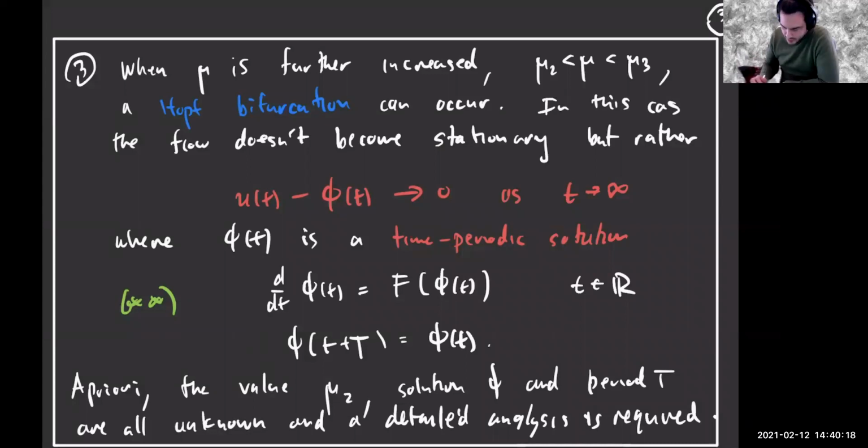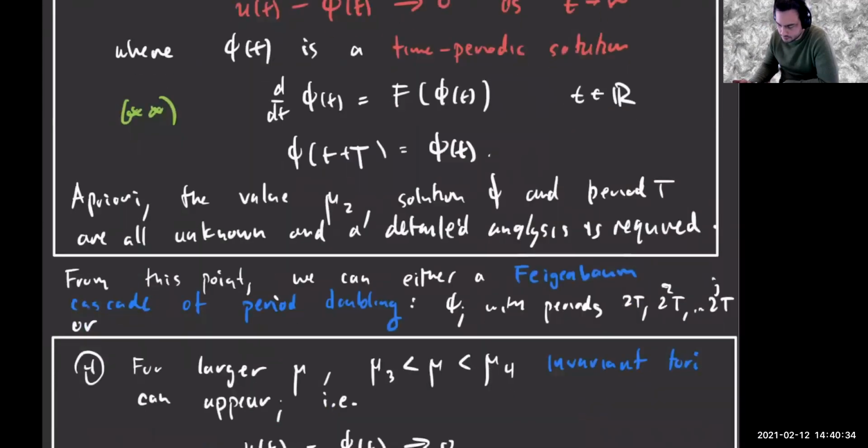And it just should be noted that these parameters, mu1, mu2, mu3, are very system specific. You can't compute them a priori. You have to do some detailed analysis to figure out where these points actually are.